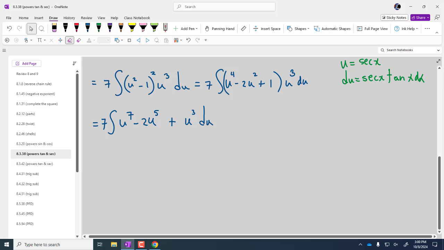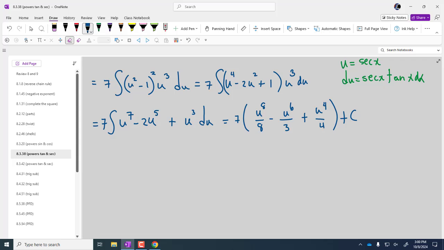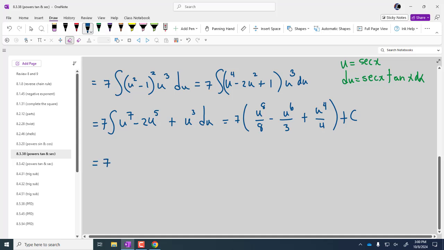Power rule for integration. So we have the 7 in front, and then what do we get? u to the 8 over 8, we get u to the 6 over 3, and then u to the 4th over 4, plus c. So this is very much like the one on the worksheet, which I will have finished. I will finish grading them today after class.